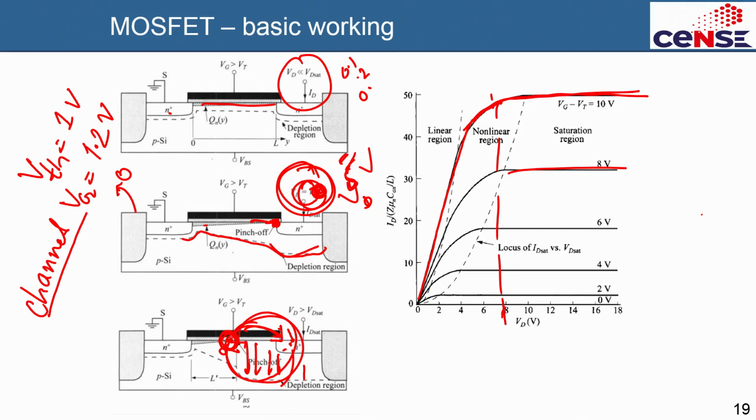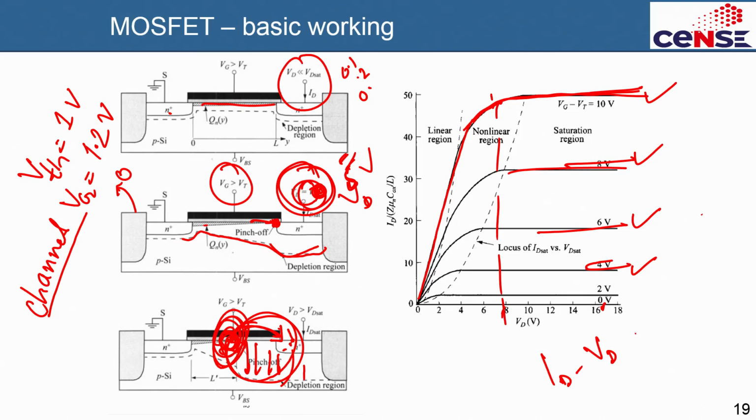Because at this point the number of electrons reaching is constant, and this corresponds to different gate bias. So if you keep increasing the gate bias, 2 volt, 4 volt, 6 volt and so on, then you will get more and more current for the same drain voltage. Are you seeing my point? So basically this is the ID-VD characteristics. This is called the ID-VD characteristics of the MOSFET.